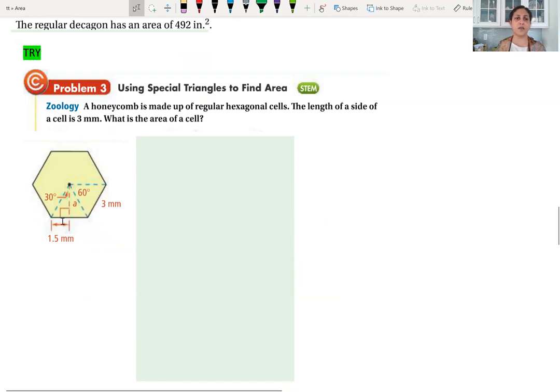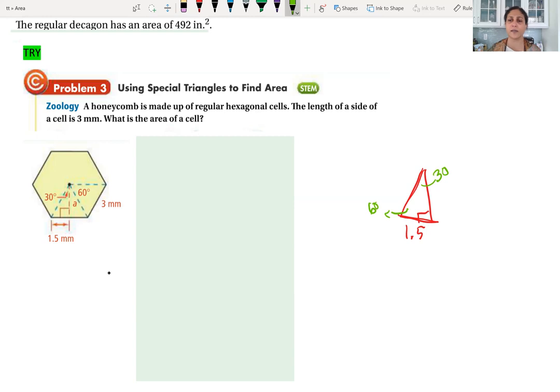That means half of it is 1.5. So in the little triangle that we have inside, this is 1.5. And we know that 360 divided by 6 is going to give us 60. So the little angle here is 30. So basically, this is a 30-60 triangle, and you're going to use that information to find the apothem.